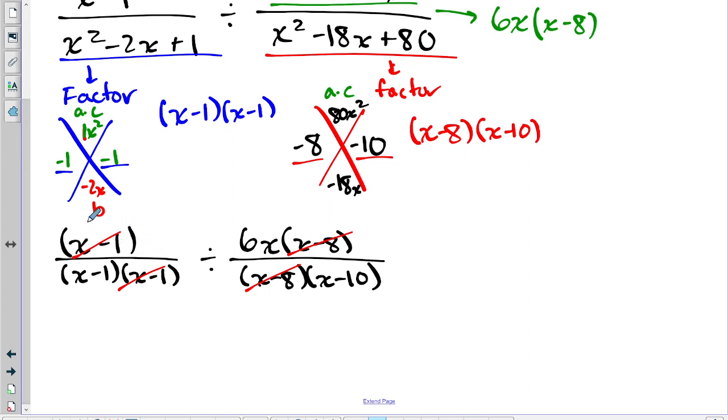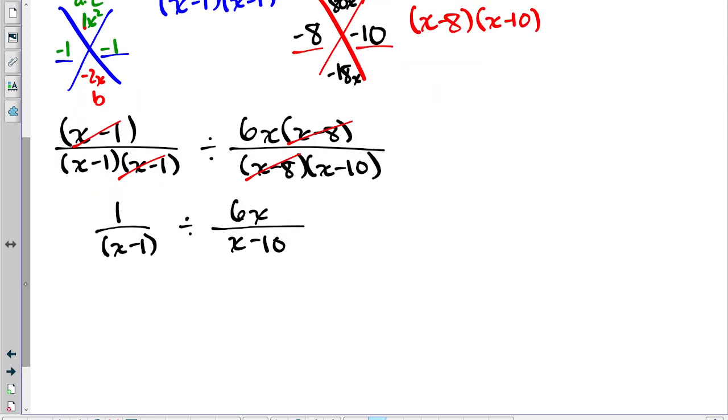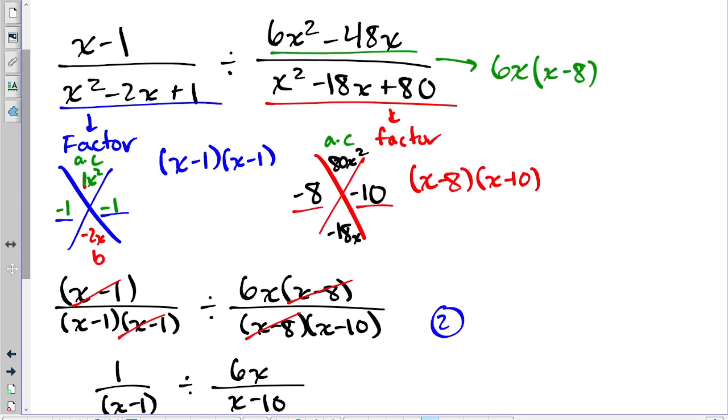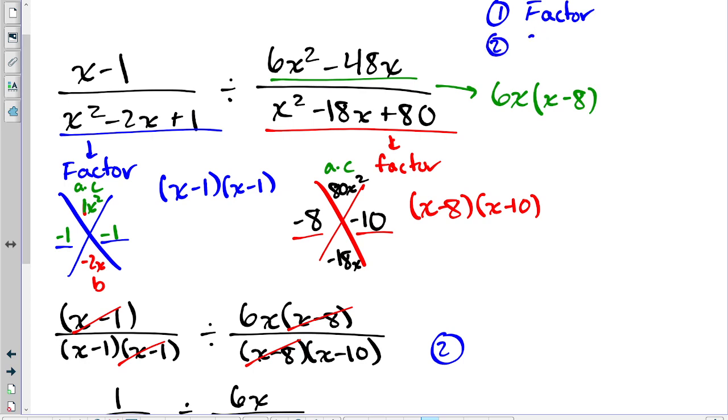And so what I'm left with is this. If I've canceled out x minus 1 and x minus 1, then really what I'm left with is just what they are divided, and anything divided by itself is just 1. So this becomes 1 on the top times x minus 1, divided by 6x over x minus 10. Okay, cool. Now we're ready to actually combine these two things. So, I said step 1 was factor, step 2 is cancel, and then step 3 is to actually multiply or divide.